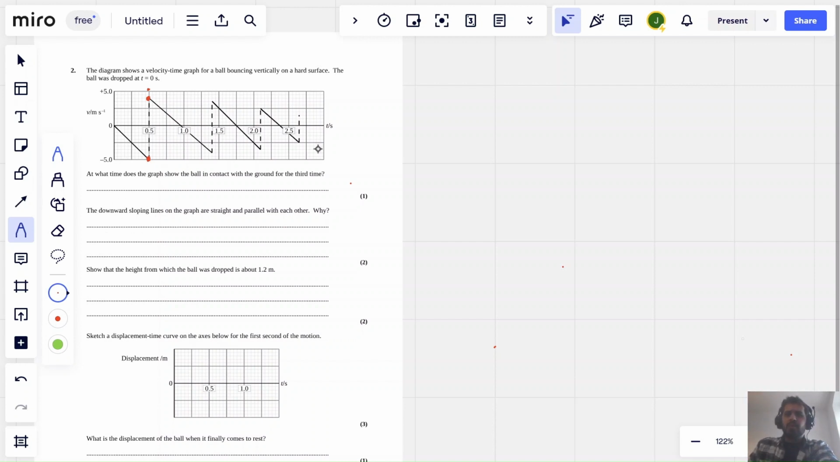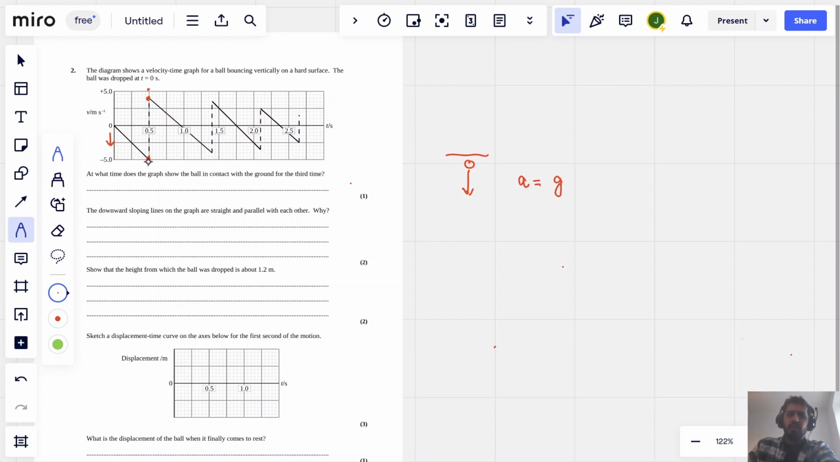Okay, so what happens is that when the ball is falling down from, let's say, this height, the velocity is negative because it's going down. And you see that by this first line, the velocity is in the negative direction, and you see a constant slope because the acceleration is constant, and the acceleration is just the acceleration due to gravity.